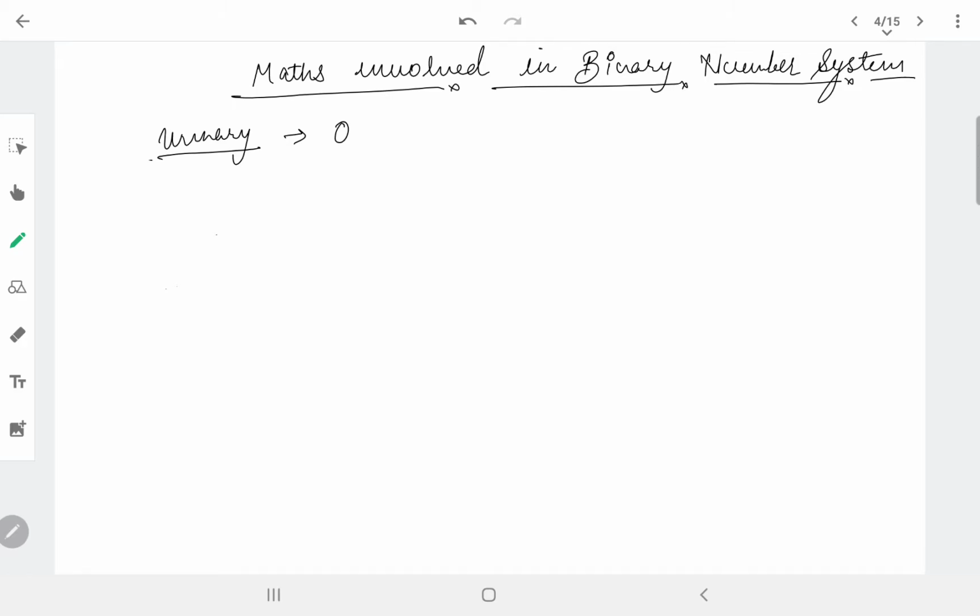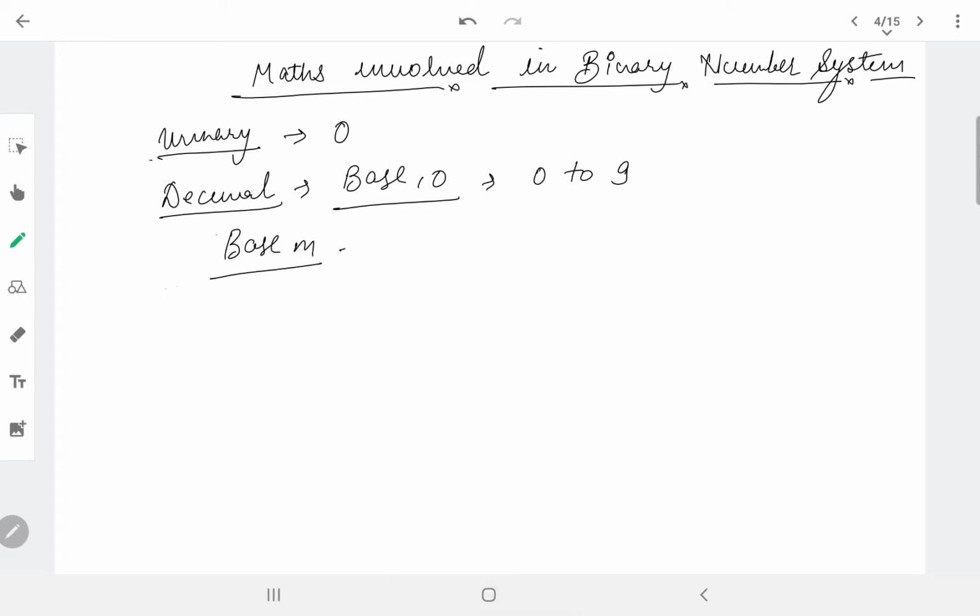After this, the decimal number system came. So the decimal number system is a base 10 number system. The symbols used here were 0 to 9. So basically if a number system is base m, the total symbols used will be m, starting from 0 to m minus 1.